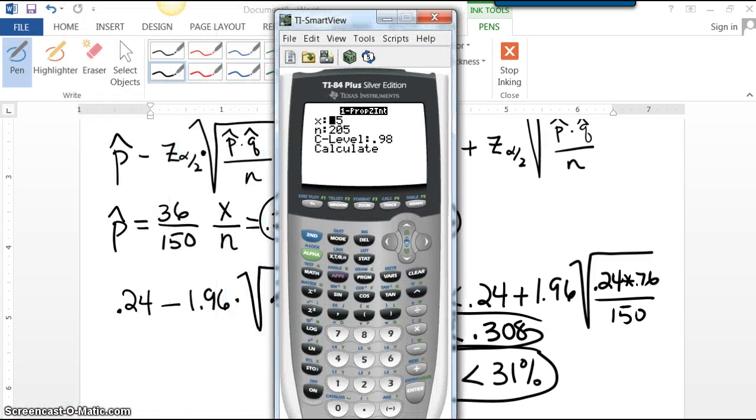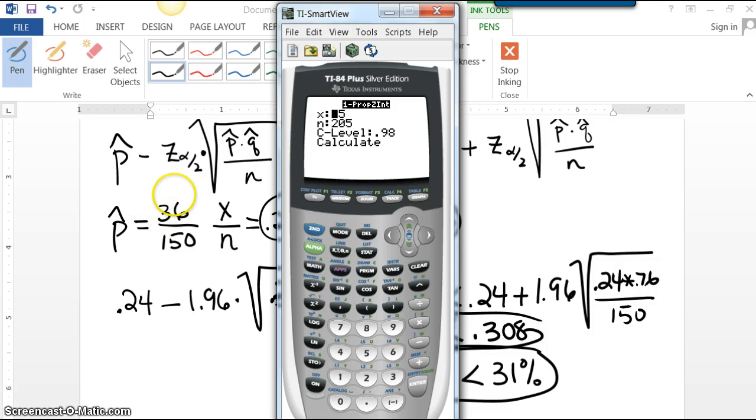The X is this X that we had. Let me move the calculator a little bit so you can see it. The X is this 36. It's the number of households that had DVRs. The N is your sample size. The confidence level was 95, and then come down on calculate, and we're getting the same answers as what we had before. So you can double check these on your calculator.